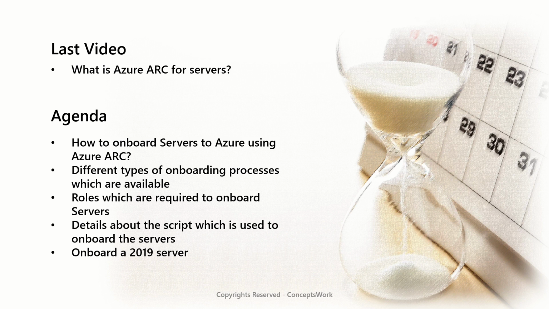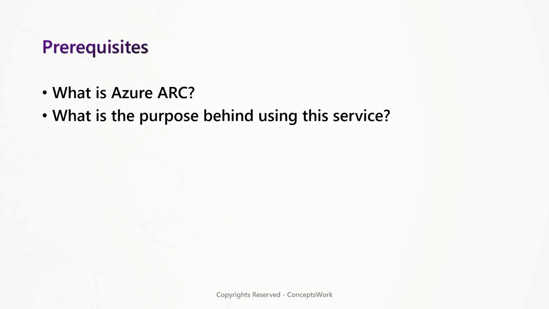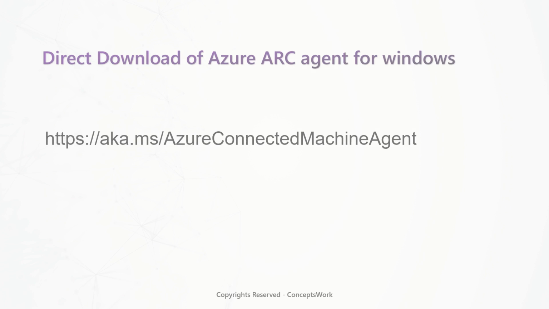If you have not seen the last two videos, it will be better if you watch them, because then anything I explain in this video will make a lot more sense. The prerequisite is that you should know what Azure Arc is and the purpose behind using Azure Arc for servers. Since onboarding a server to Azure using Azure Arc just requires an agent to be installed, this is the link where you can get the agent directly downloaded, and I'll show you where exactly this link is mentioned in the onboarding script.